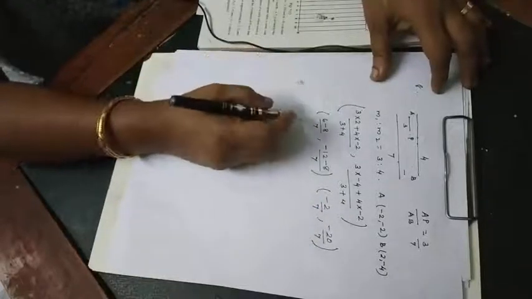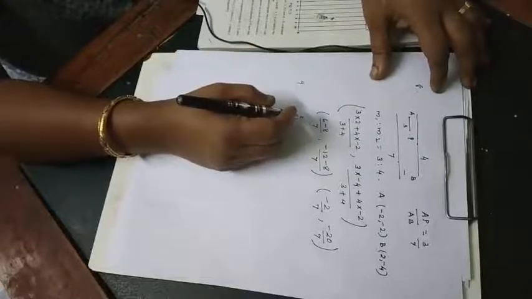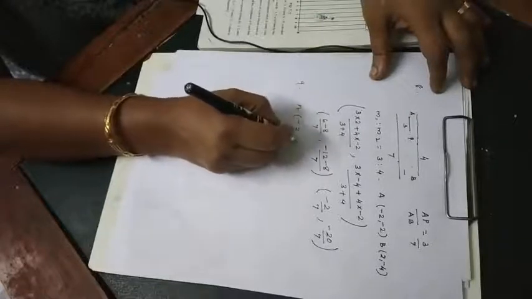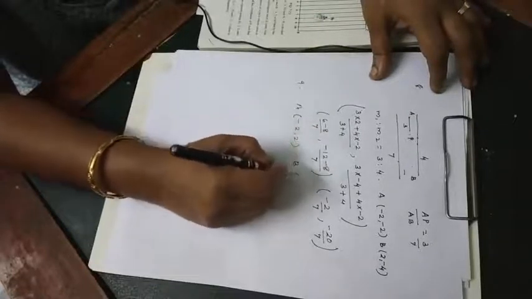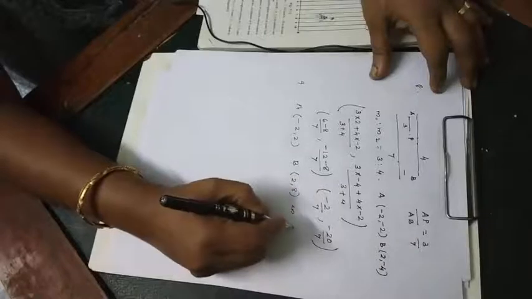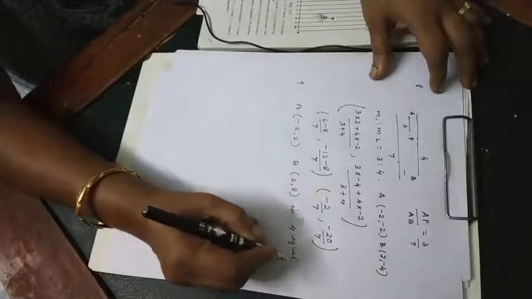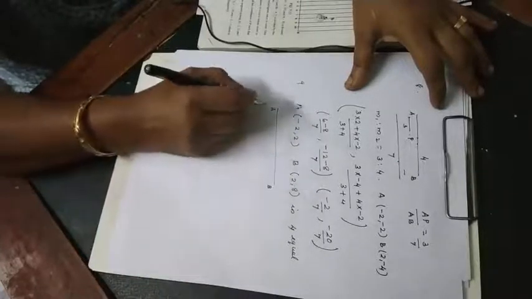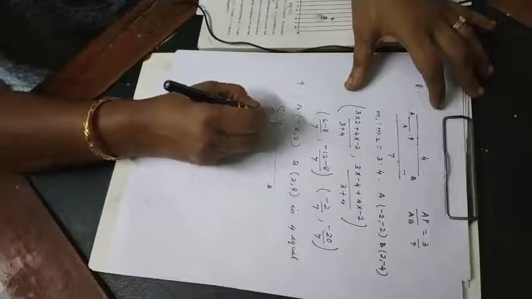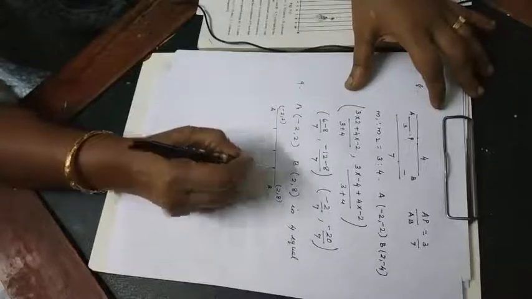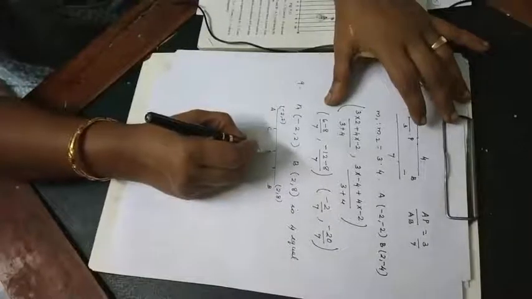Now the ninth one: find the coordinates of the points which divide the line segment, A is (-2, 2) and B is (2, 8), into 4 equal parts. So AB is there, and it divides into 4 equal parts. That means what? Let us take C, D and E.